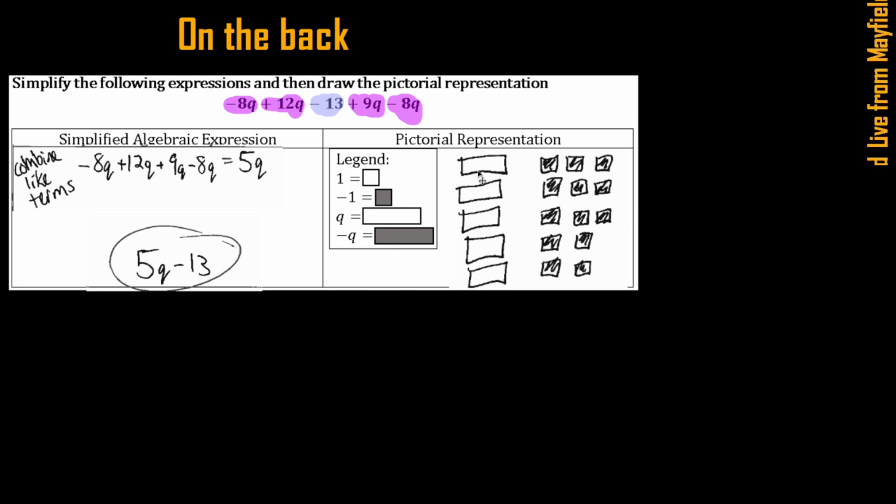And if you notice, how many do I have? I have 1, 2, 3, 4, 5. I have 5 positive q's. And then let's see, how many negative ones do I have? 1, 2, 3, 4, 5, 6, 7, 8, 9, 10, 11, 12, 13.